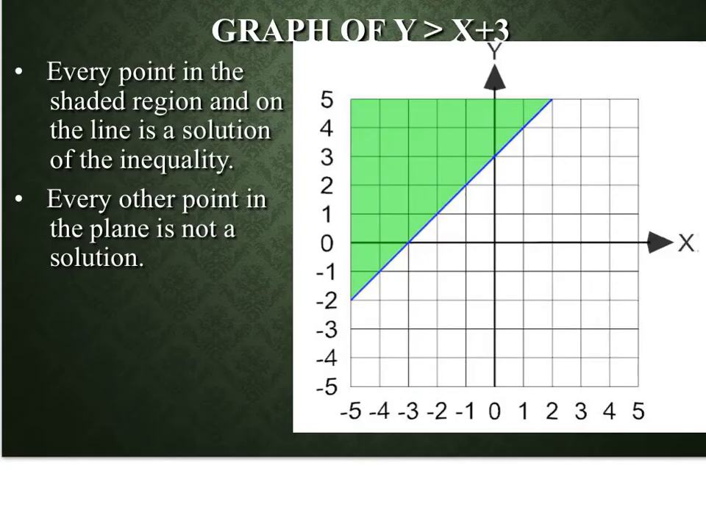So we have graphed equations, and those have created lines. An inequality creates a line that's either solid or dashed in a shaded region. All the points in the shaded region make the inequality true.